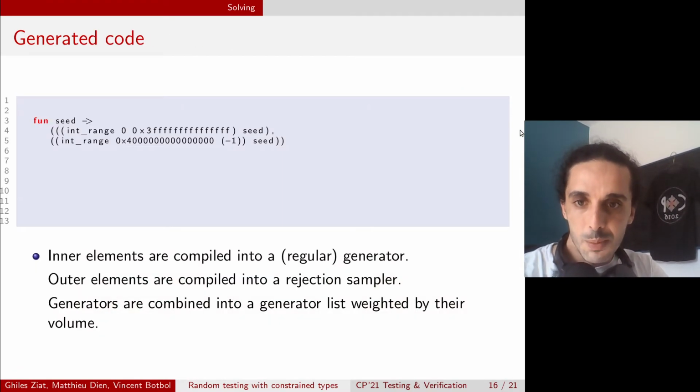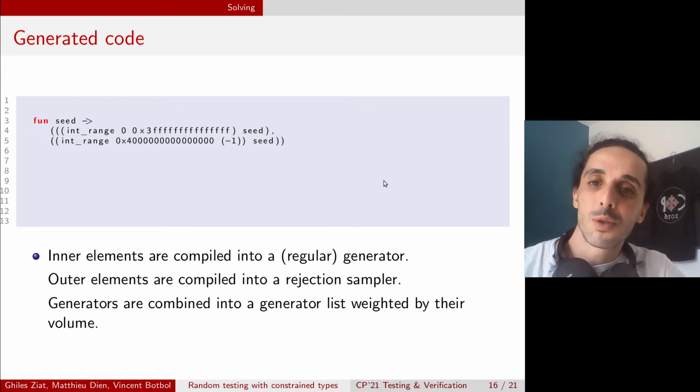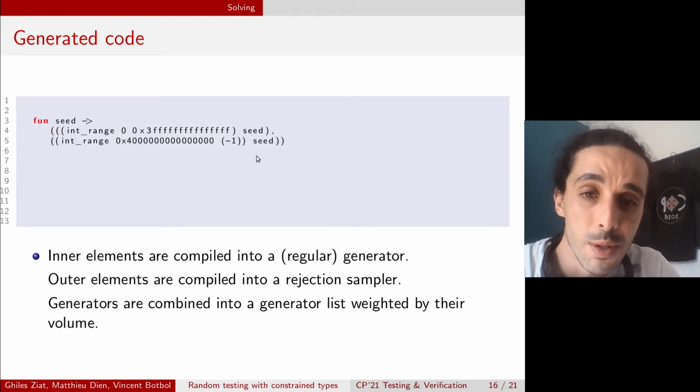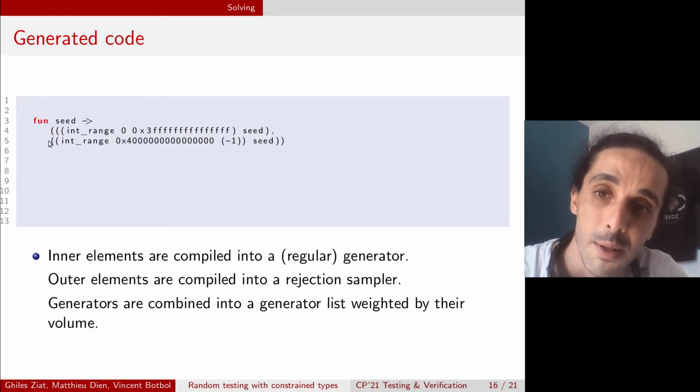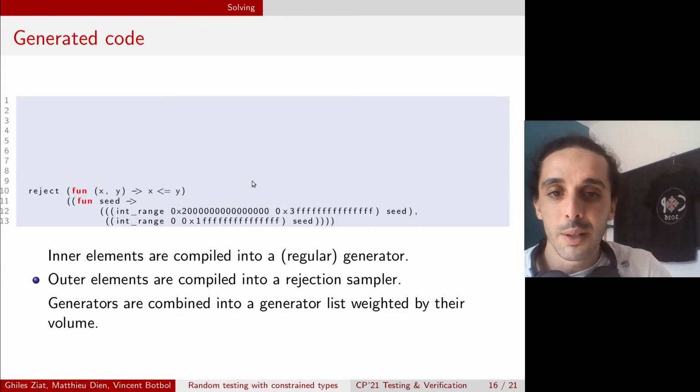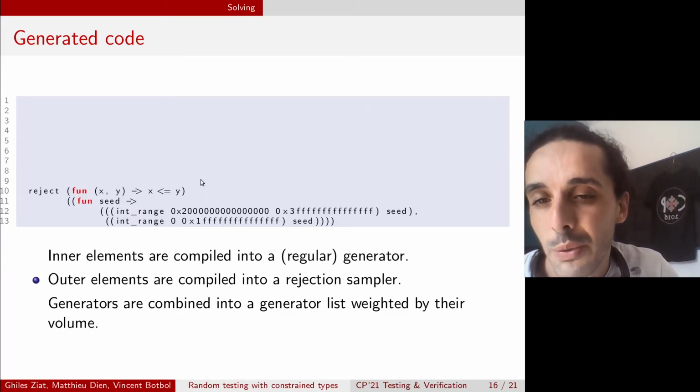So the code corresponding to that is built as follows. First, inner elements are compiled into generators. This is the code that generates an instance for a blue element. Outer elements are compiled into what we call a rejection sampler.